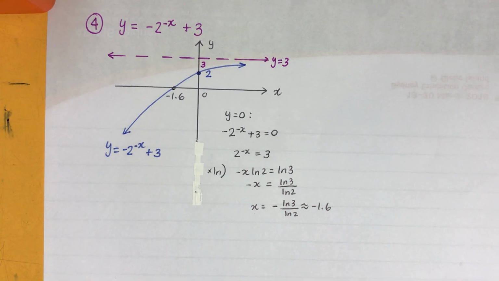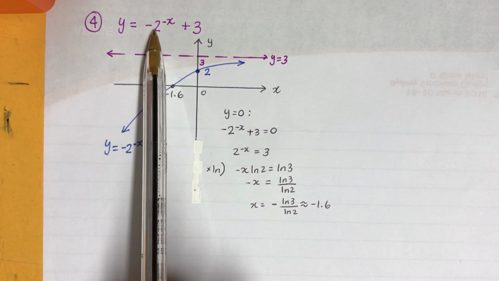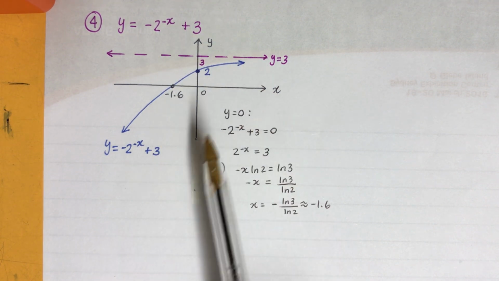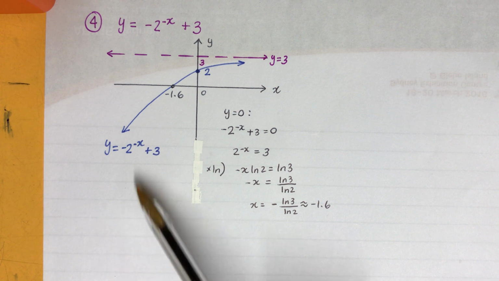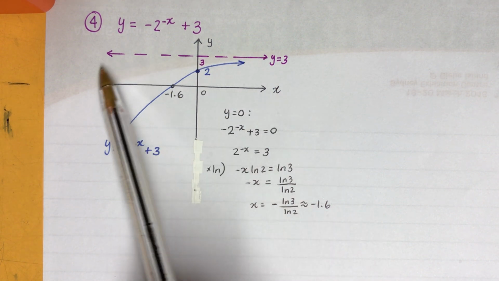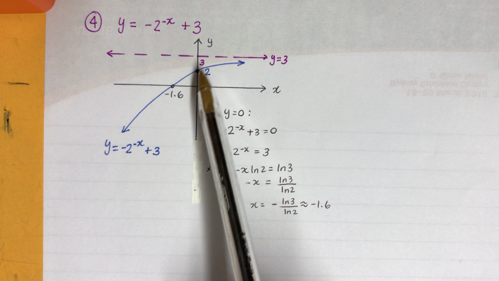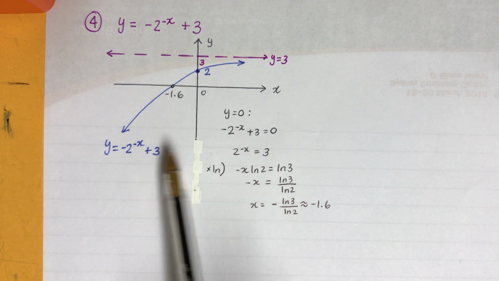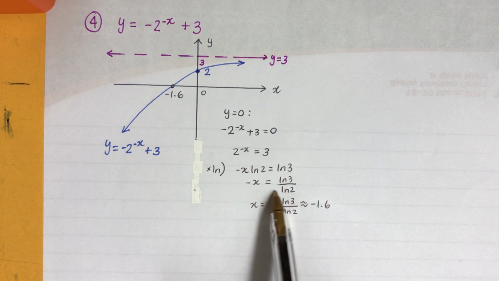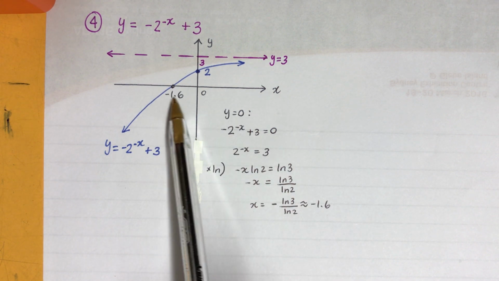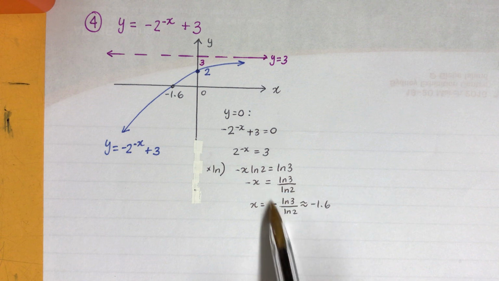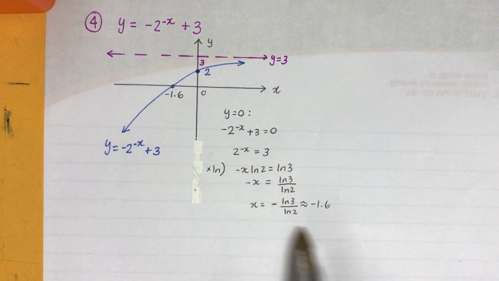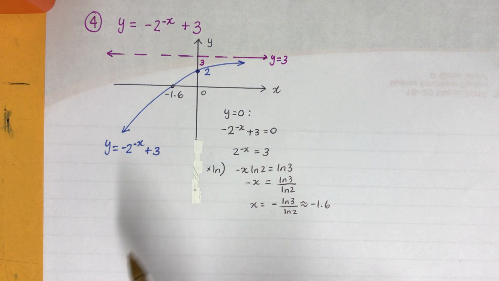Okay, so the last one, I'll push it down a bit. This is the last graph. It's going to be -2 to the power of -x. So it starts from here and goes all the way up. Again, my asymptote will be y equals 3, and it cuts through 2. This time I calculated it again using log, and it cuts through -1.6 roughly. Just use a calculator for this. I will explain this one when I do a log video.